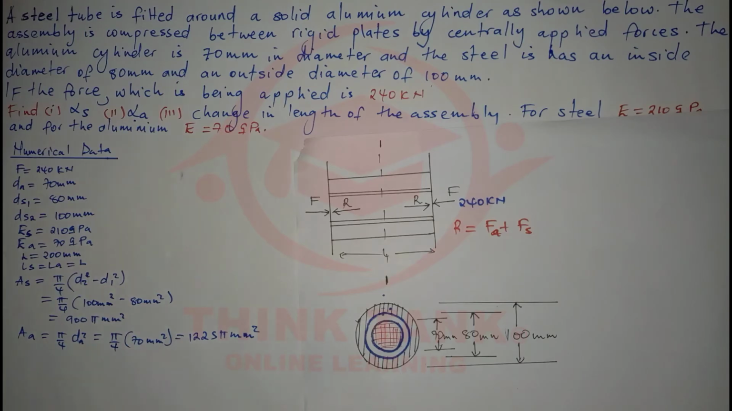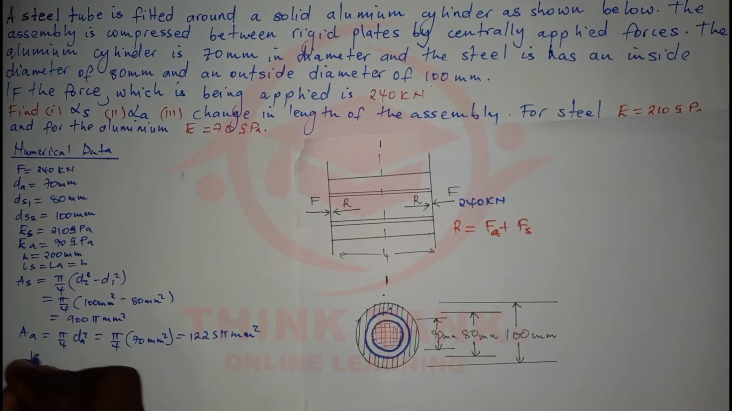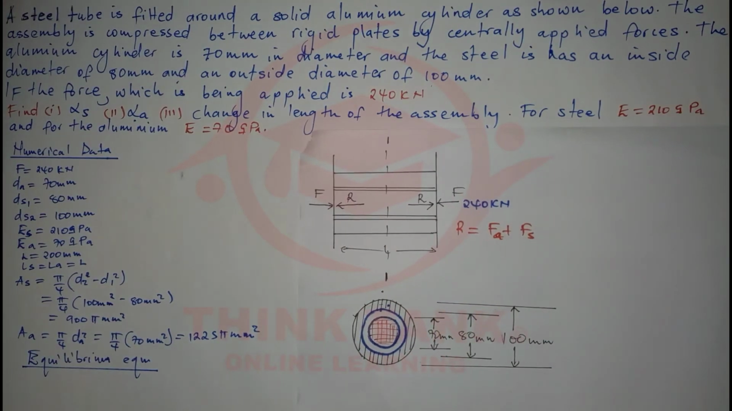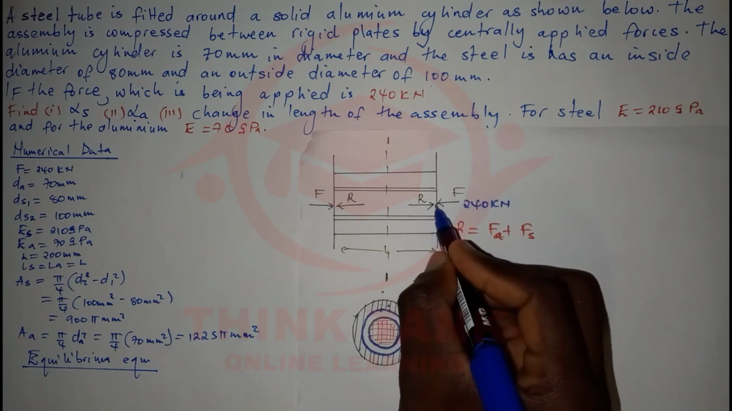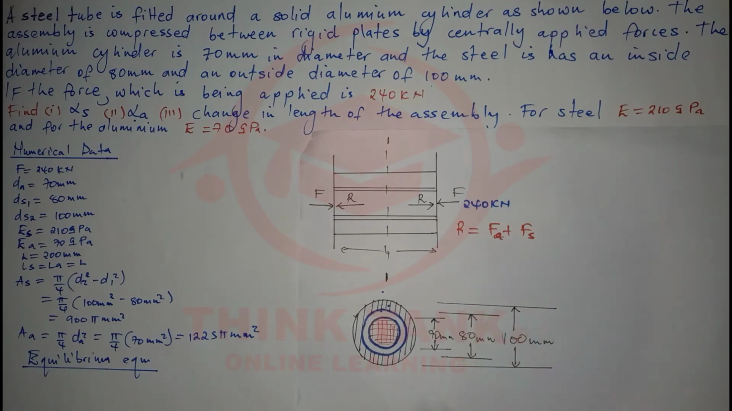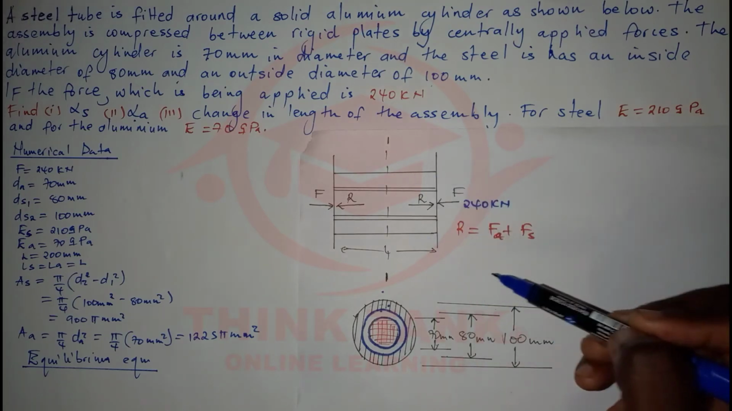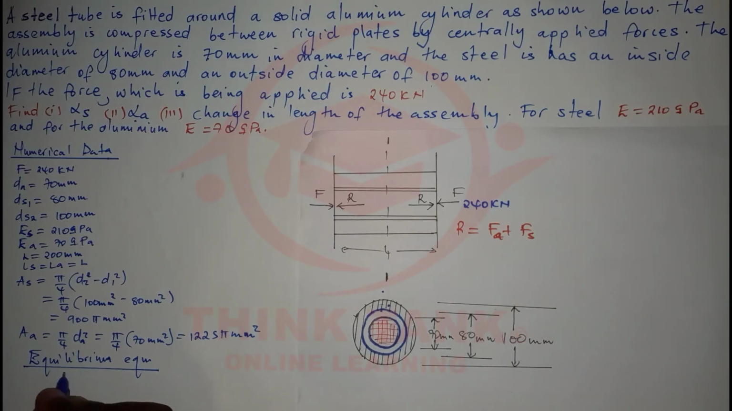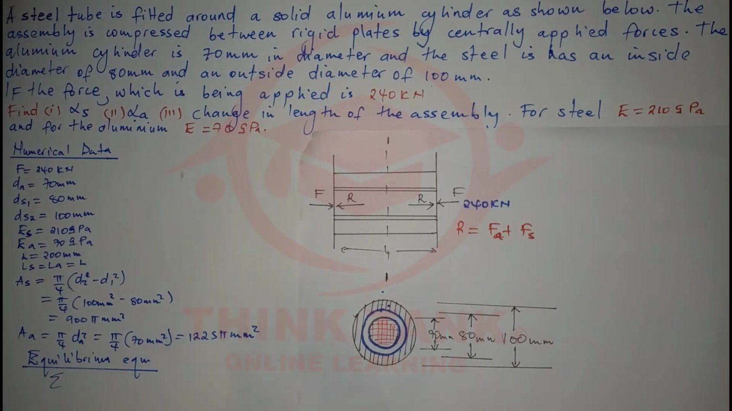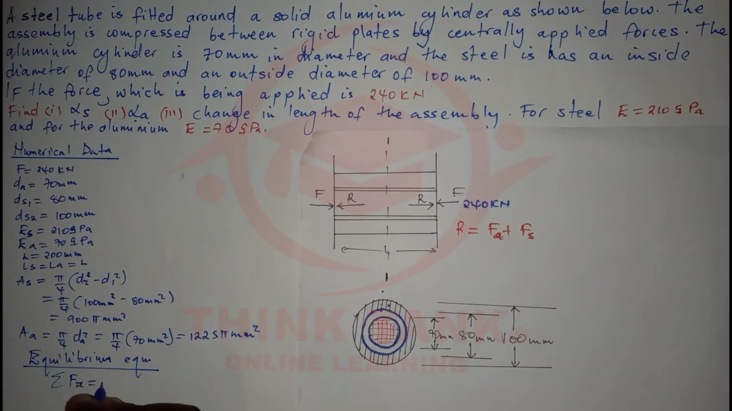First, we start by writing the equilibrium equation. For the equilibrium equation, I'm just going to use Newton's third law of motion: action equals reaction. I'm going to start by taking the cross section. I'm not going to take the whole part. I'm going to have a reaction R here, but that reaction comes from the steel and the aluminum. I'm going to resolve along the x-axis, and the total sum of the forces should be equal to 0. And I'm going to take my right.